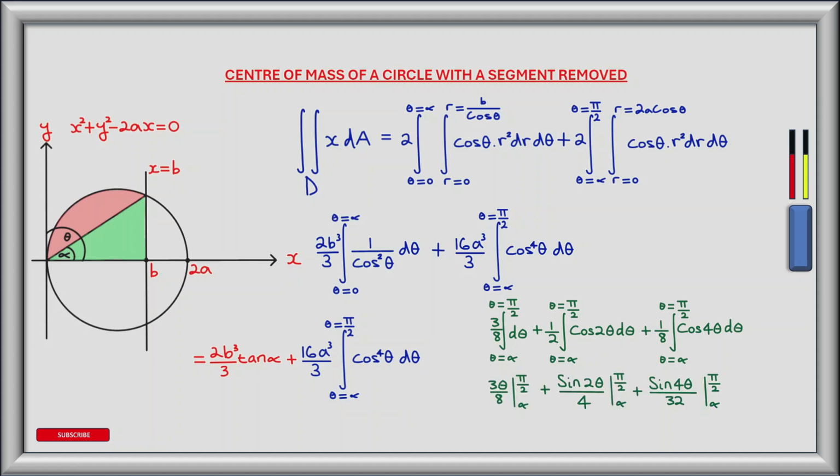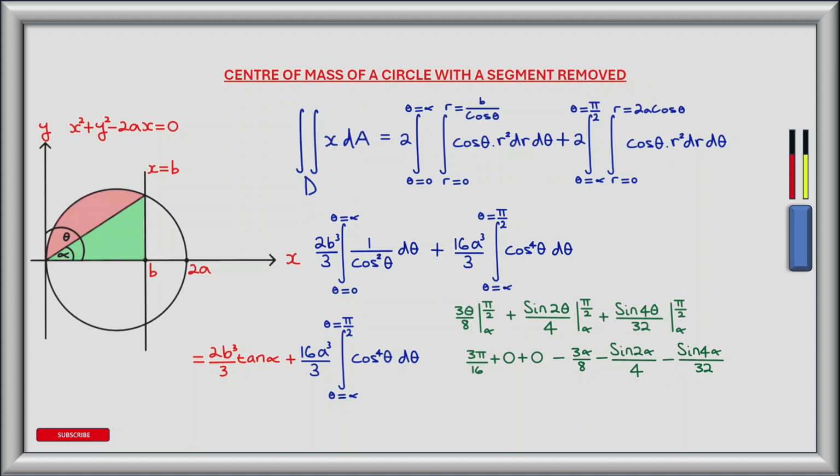So the antiderivative of 1 times d theta is theta, and that's multiplied by 3/8 to give 3 theta divided by 8. The antiderivative of cos 2 theta is 1/2 sine 2 theta, multiplied by 1/2 gives sine 2 theta divided by 4. And the antiderivative of cos 4 theta is 1/4 sine 4 theta. Multiplying this by 1/8 gives sine 4 theta divided by 32. And all three need to be evaluated between theta equals alpha and theta equals pi by 2.